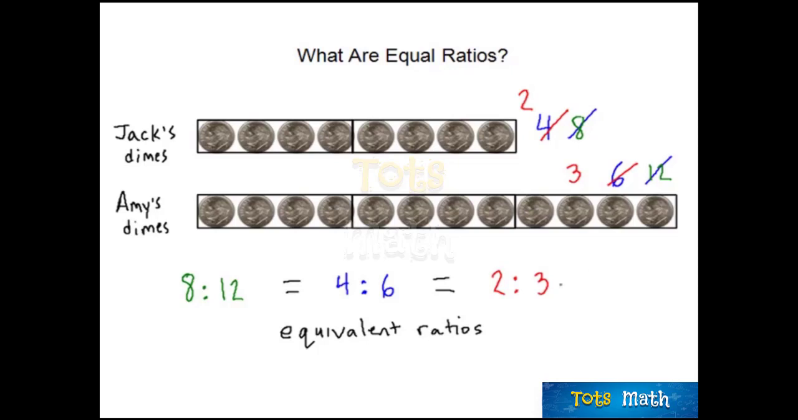And the ratio 2 to 3 is written in simplest form. And that ratio is in simplest form because we can't reduce it any further.